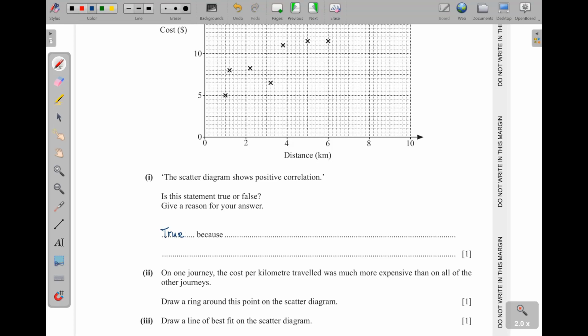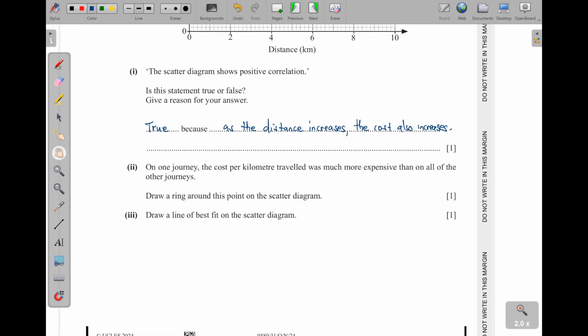Then the reason is going to be: as the distance, or the length of the journey, increases, then the cost also increases. As simple as that. Roman 2, on one journey, the cost per kilometer traveled was much more expensive than on all of the other journeys. Draw a ring around this point on the scatter diagram.